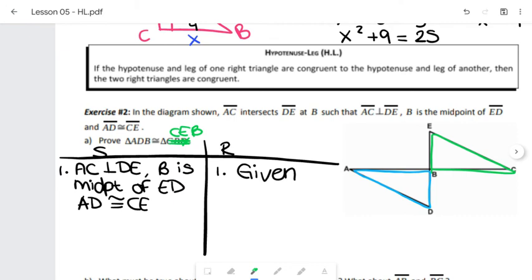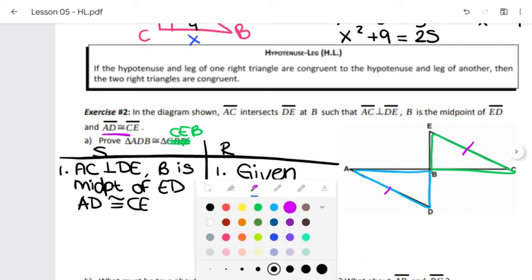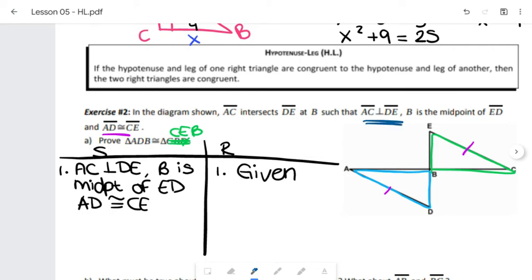Okay. So that being said, when I look at this here, we know that AD is congruent to CE, right? It was in the given. So we already have the hypotenuse, but we can't have a hypotenuse if we don't know it's a right triangle. So we first have to show that it is a right triangle. So here, I can show it's a right triangle, right?